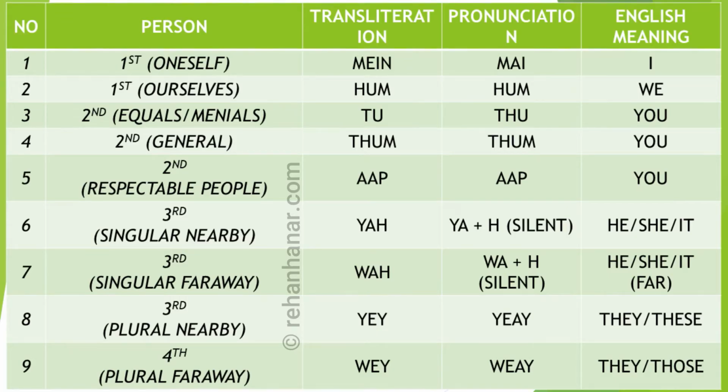Main. Please note the pronunciation, because if it is transliterated in English, it will be read as main or main. But main means I. For first person plural, hum. H-U-M, hum. Hum means we.